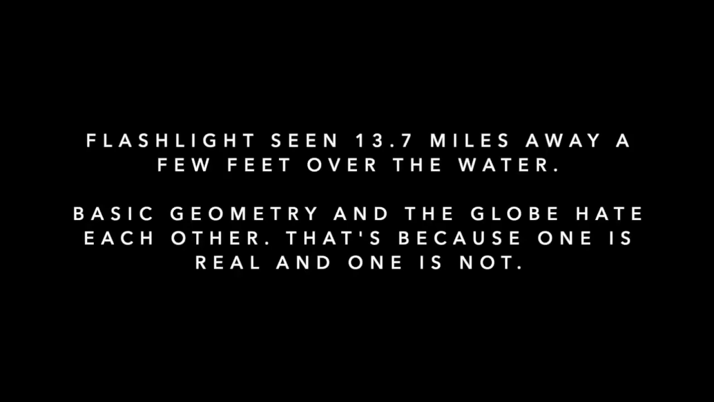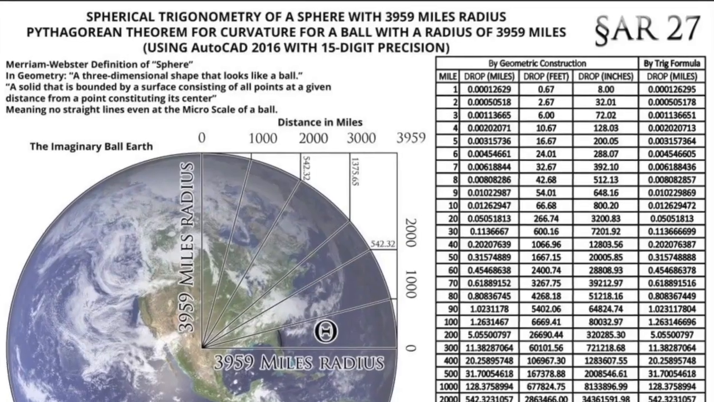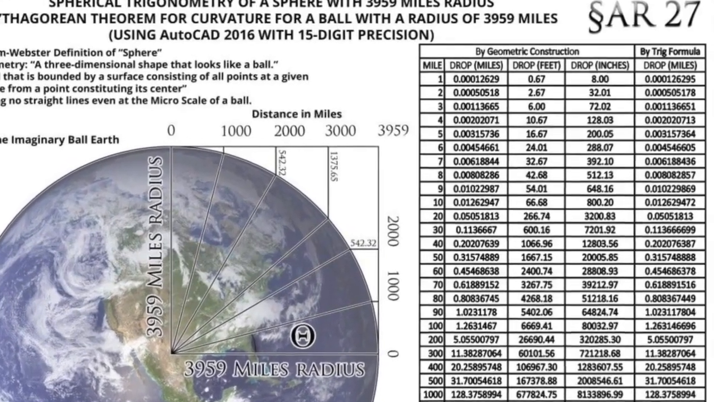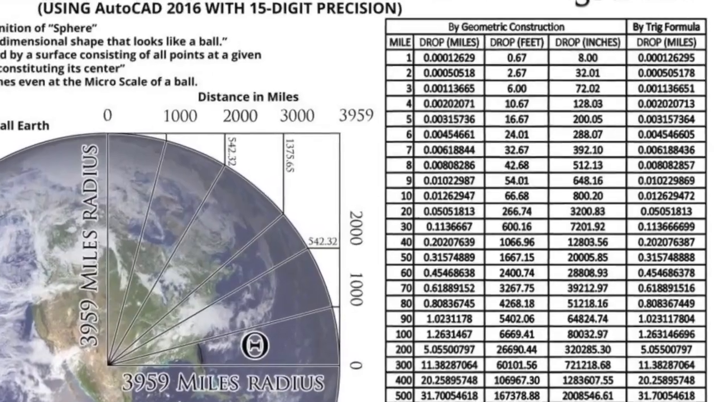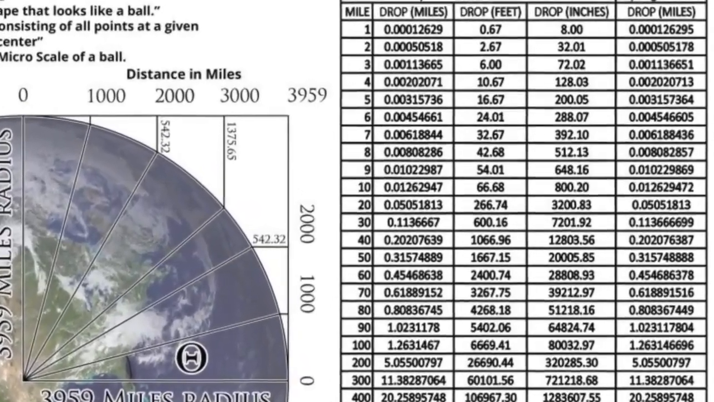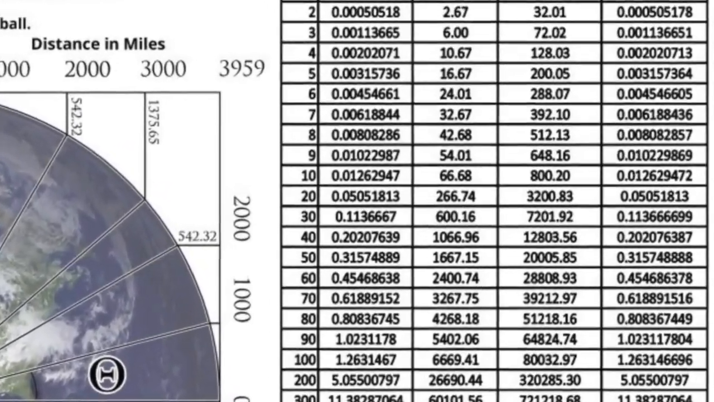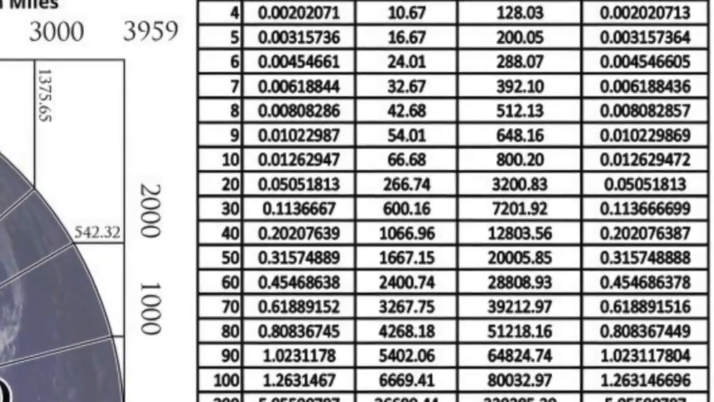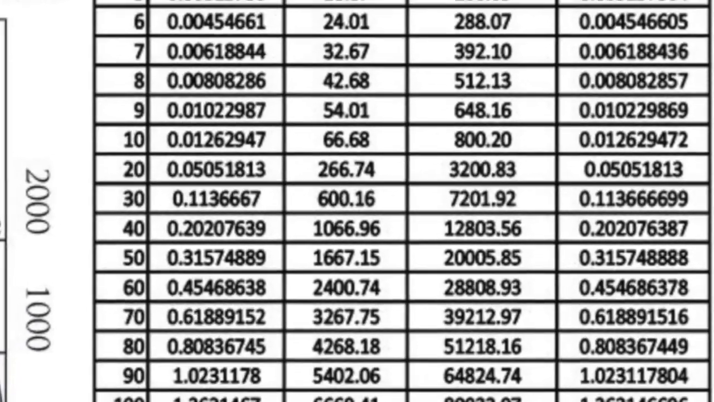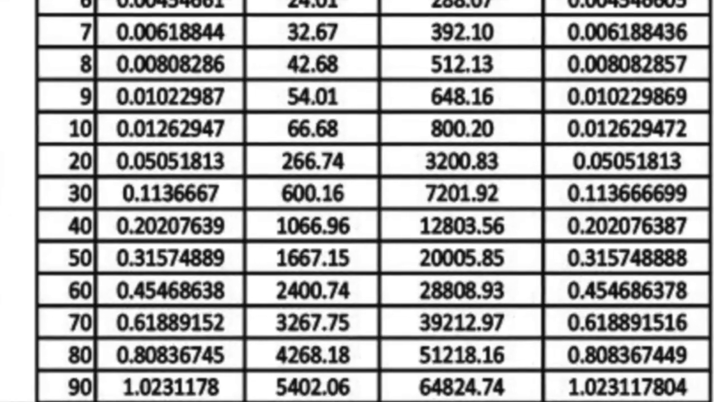13.7 miles away. Seen a few feet over the water. Basic geometry and the globe hate each other. And that's because one is real and one is not. Basic geometry remains the same. The curvature of the Earth is something that we can now test and see for ourselves. It does not exist. Even the most gracious refraction calculations on the most globe-defending sites cannot even come close to accounting for the amount of curvature that is missing in this experiment.